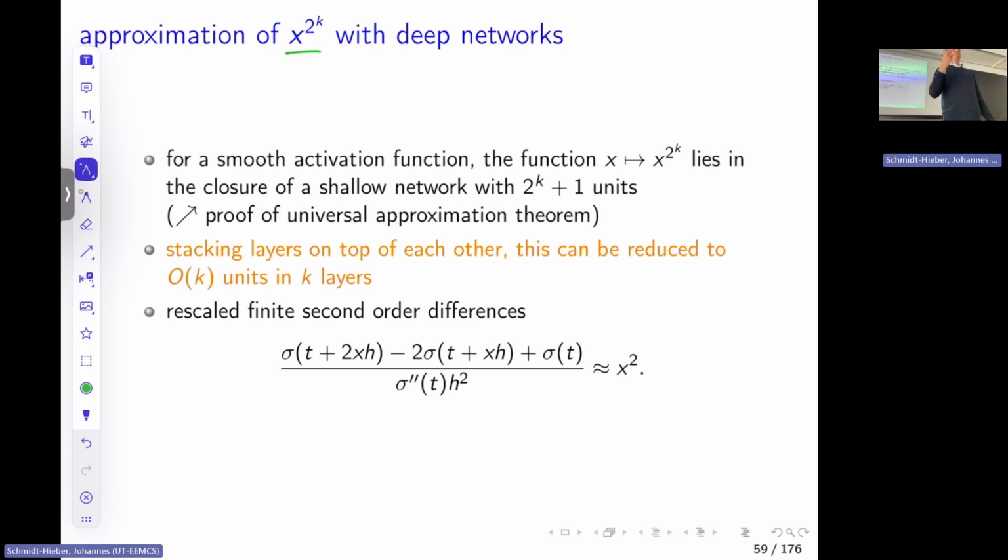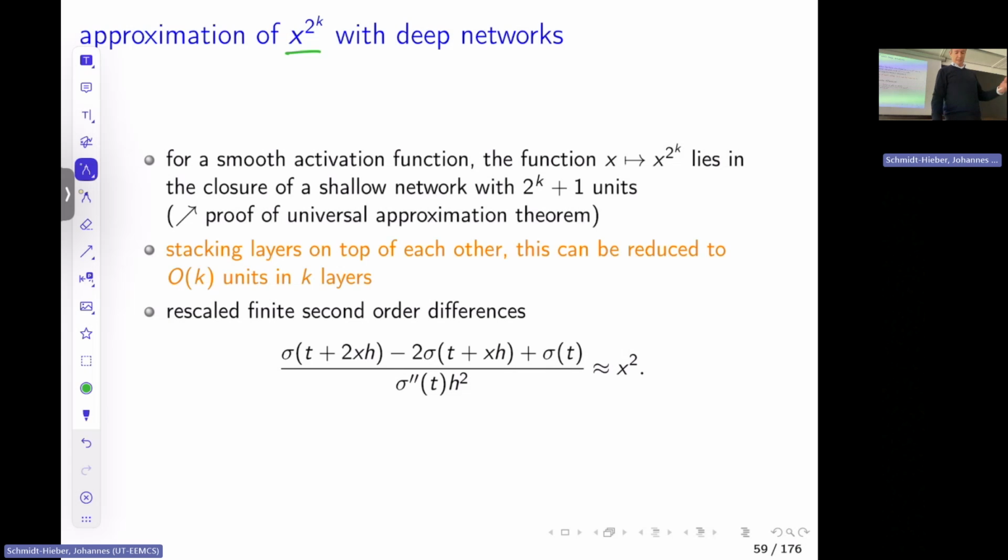And that is much, much more efficient, because instead of 2 to the k neurons here, you need 3 neurons, and you have to stack basically k layers on top of each other. So it's 3 times k. That's basically the number of parameters. And 3 times k is, for large k, much, much smaller than 2 to the k. So you see a huge gain in the number of neurons, and also the number of parameters that you need to represent the same function by just iterating this thing, right?